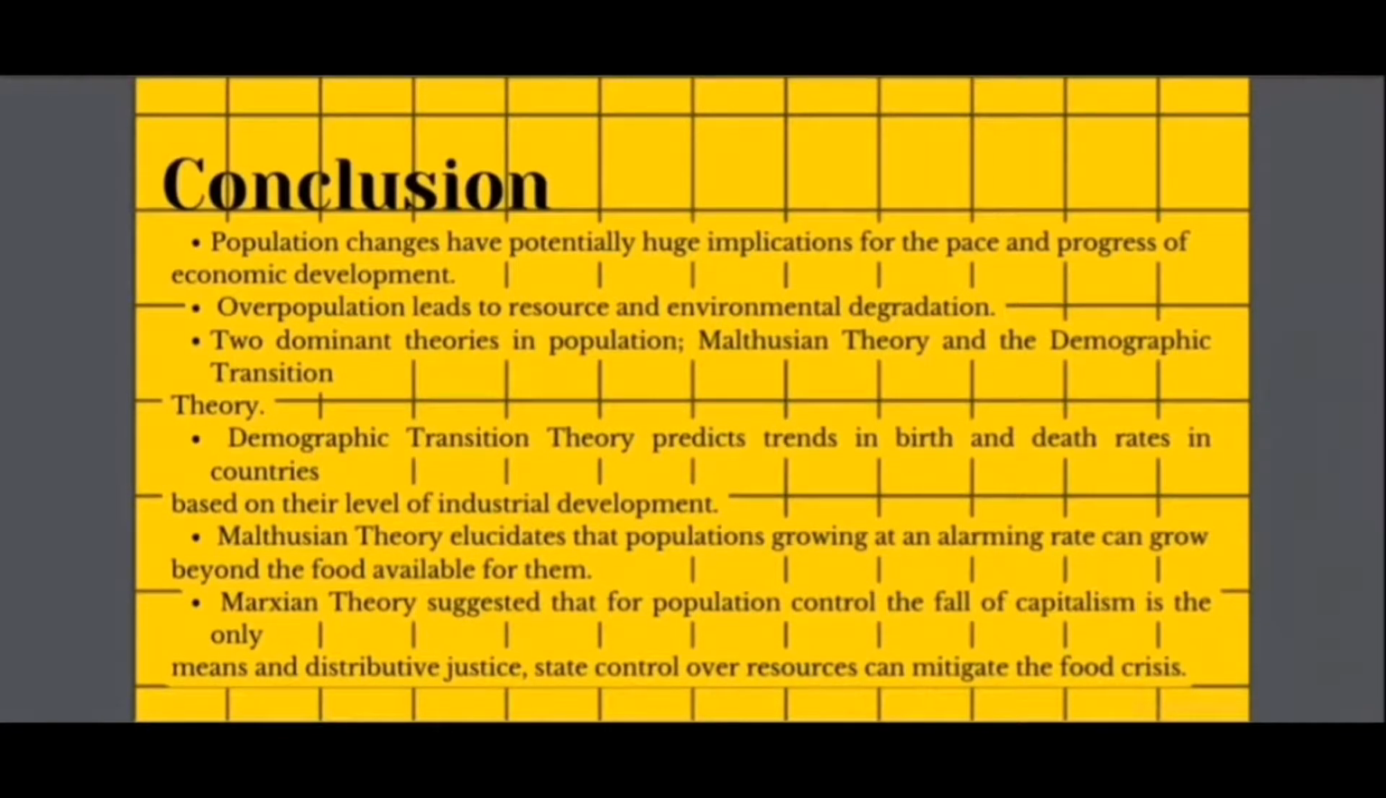For Marxian theory, it suggested that for population control, the fall of capitalism is the only means to distributive justice. State control over resources can mitigate the food crisis. Karl Marx believed that the problem was not primarily one of population, but one of the ownership of the means of production and the inequitable distribution of society's wealth.